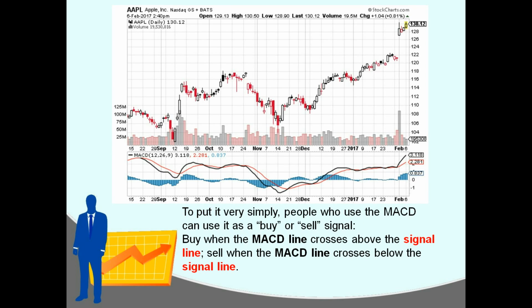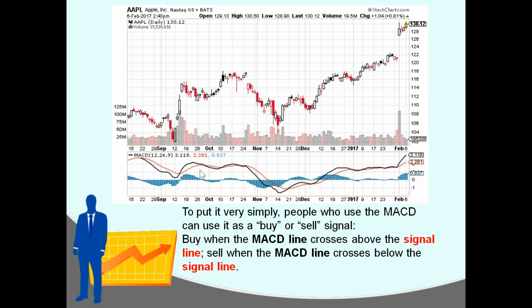To put it very simply, people who use the MACD can use it as a buy or sell signal. And of course, it's not a perfect indicator. It does not work every single time. I don't know any indicator that does, so be aware of that. So it can be used, however, as a possible buy or sell signal.